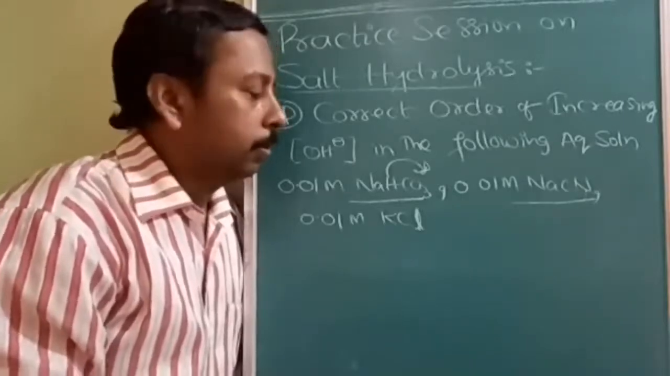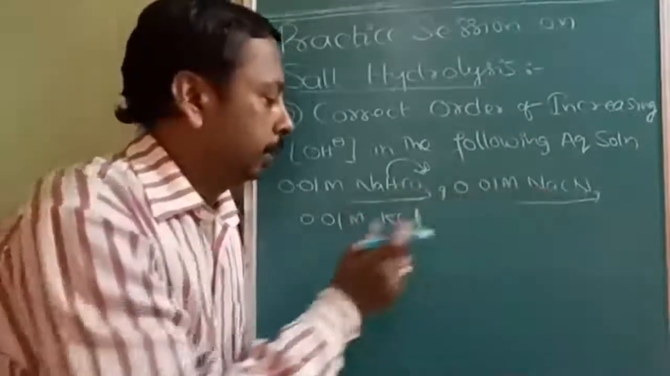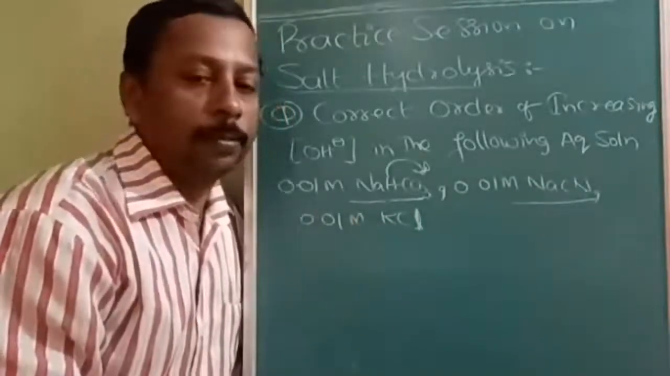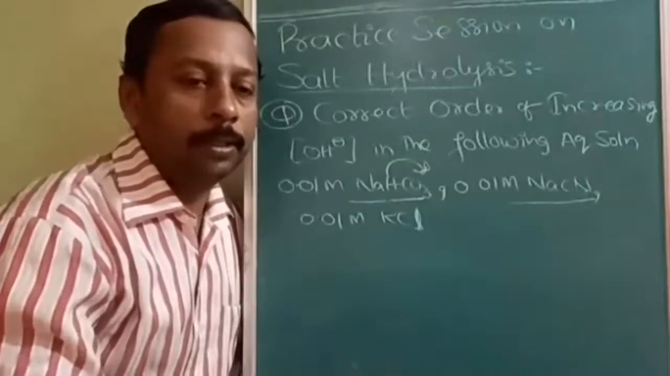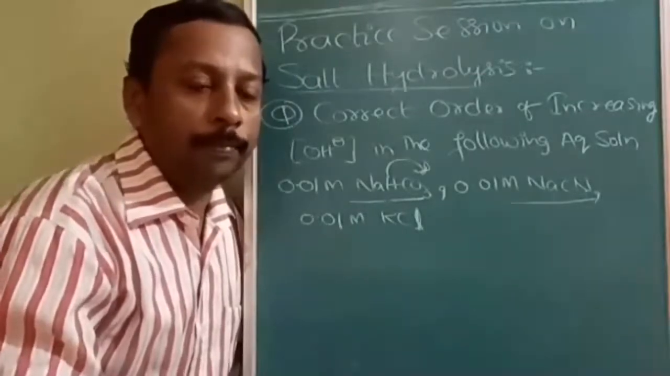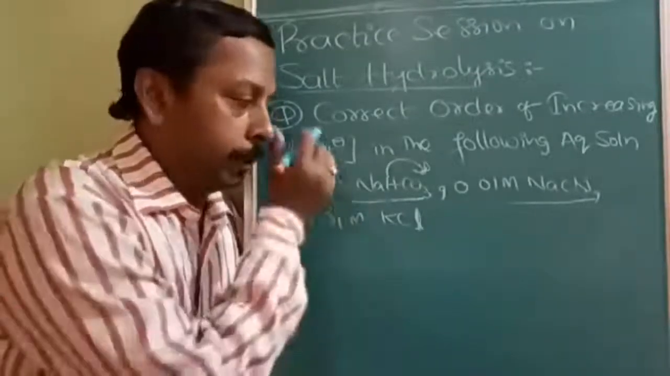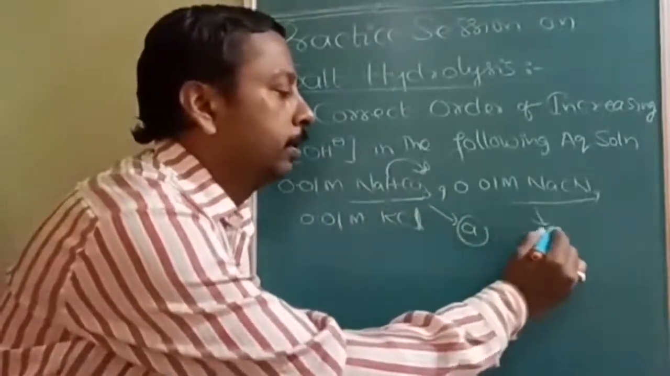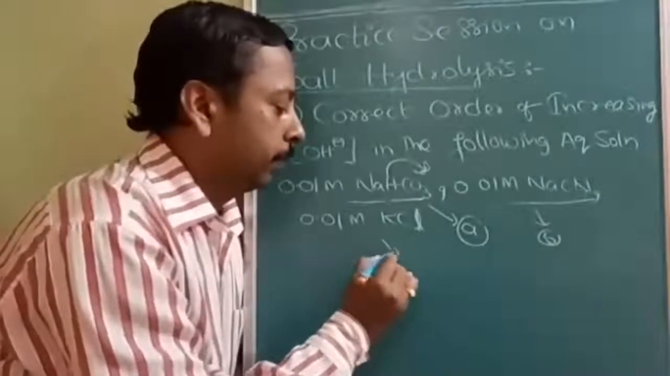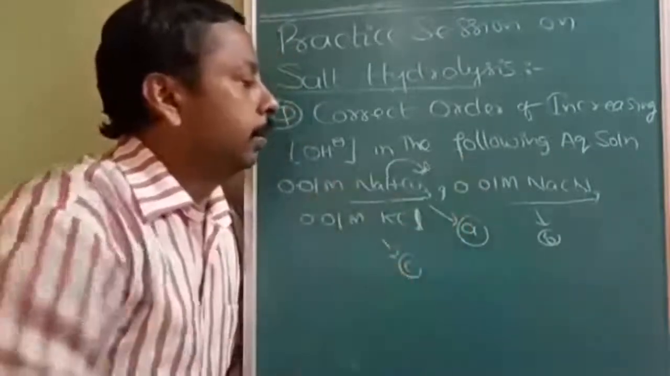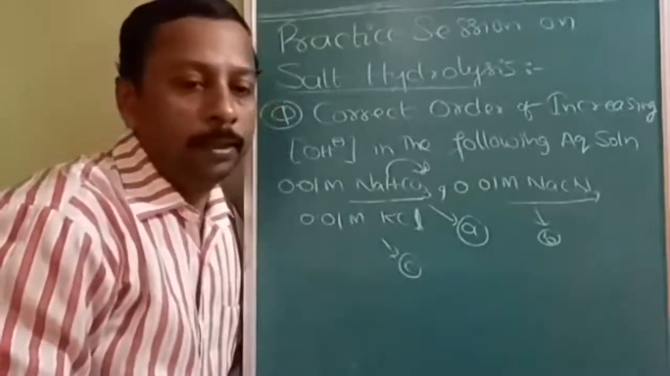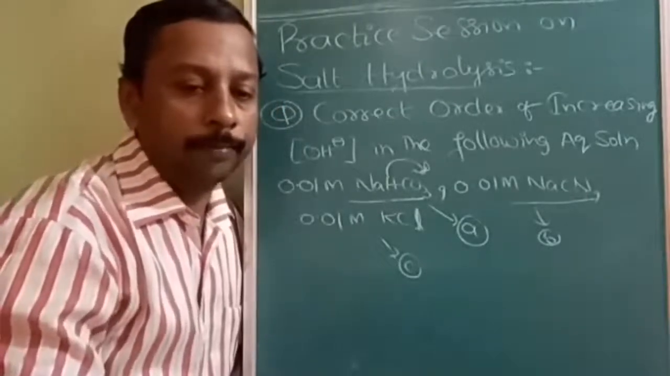Okay. So NaHCO3, NaCl and KCl. Out of these, where will you get more OH minus? Question, is it understood? You have to arrange them. For easiness, what I am doing, I will write this as A, this as B, this as C. Question is increasing order of concentration of OH minus. Increasing order, you have to arrange them.